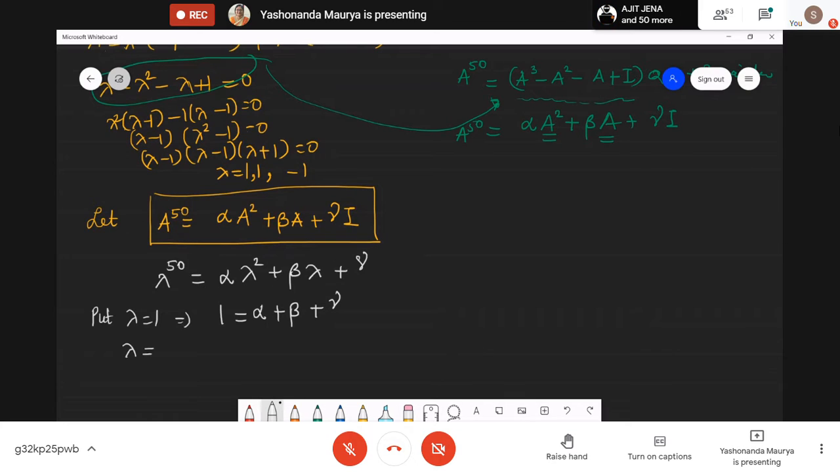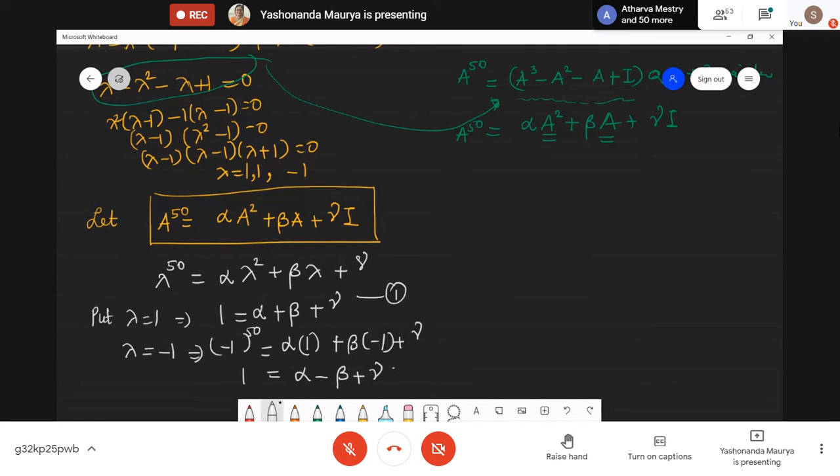When we put lambda equal to minus 1, what do we get is minus 1 to the power 50, that is plus 1. Alpha into minus 1 square, it is 1, plus beta into minus 1 plus gamma into I. So that is 1 only. So this is what we have obtained. Now check out what we have got: 1 is equal to alpha minus beta plus gamma. So this is equation number 1 and this is equation number 2.